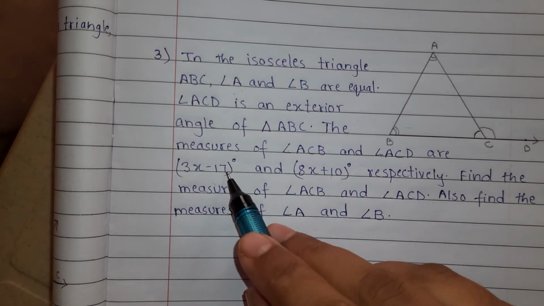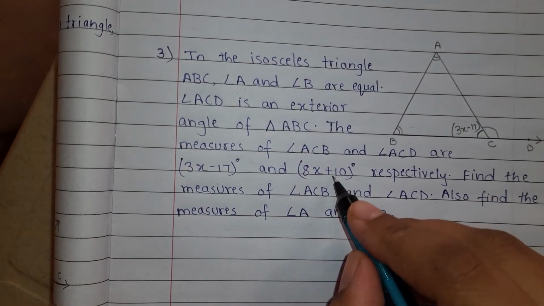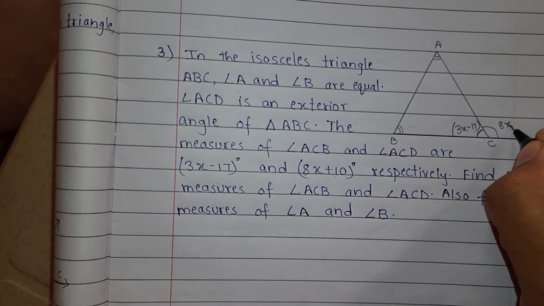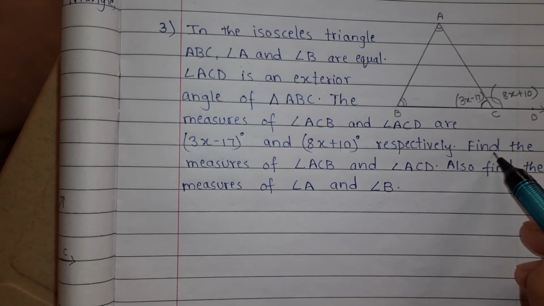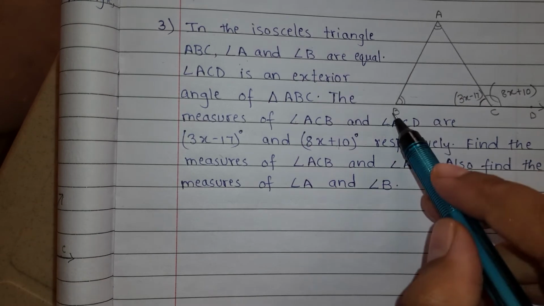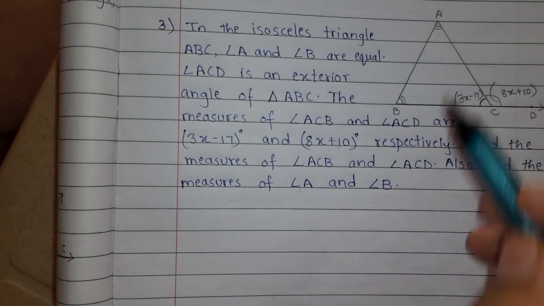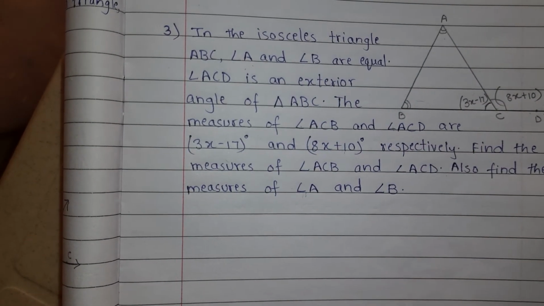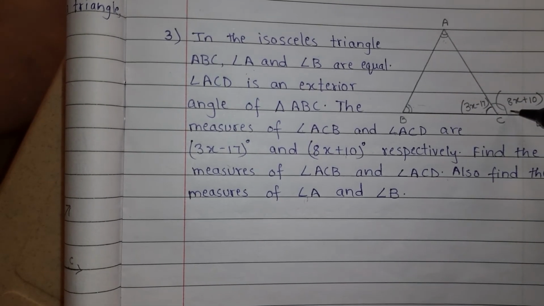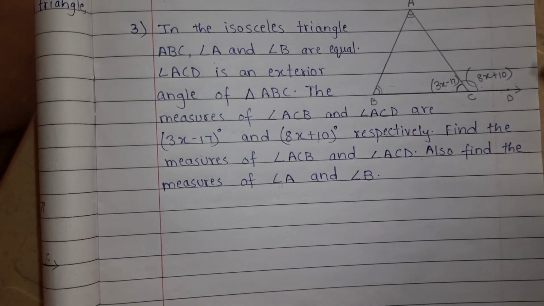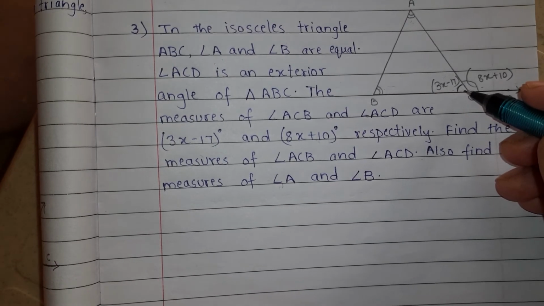So how much is the measure of ACB? 3x minus 17, and ACD is 8x plus 10. By this information we have to find the measure of ACB, ACD and angle A also. Angle A means this, and B also. So we have to find the measure of four angles, 1, 2, 3 and 4. Now if you observe these two angles, we will start the solution from the information given.